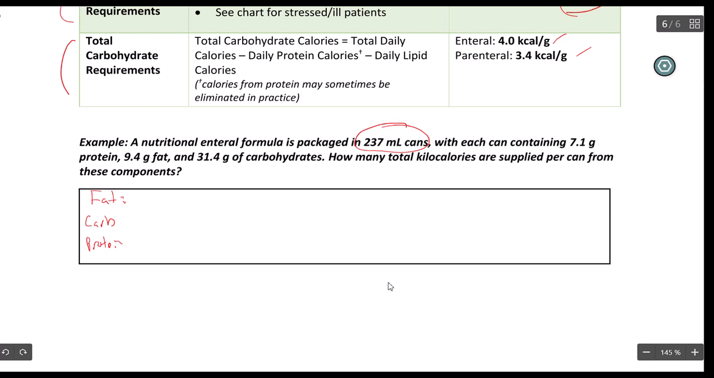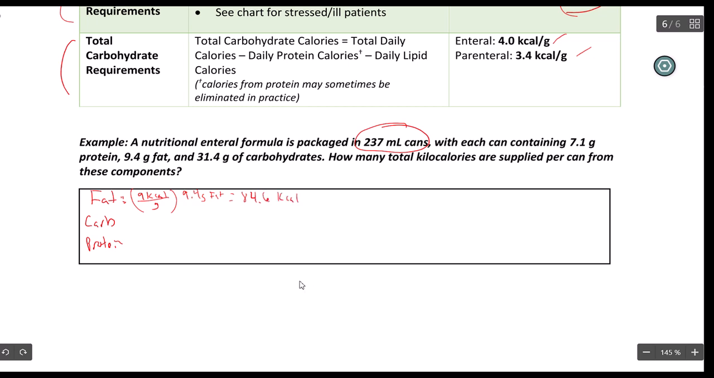We know fat. We know fat gives us how many kilocalories per gram? Fat gives us 9 kilocalories. Let me write it down here, sorry. 9 kilocalories per gram. And it says that it has 9.4 grams of fat. So that number is 84.6 kilocalories that are going to come from fat.